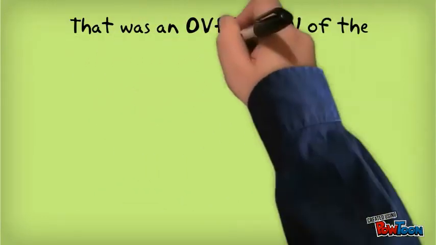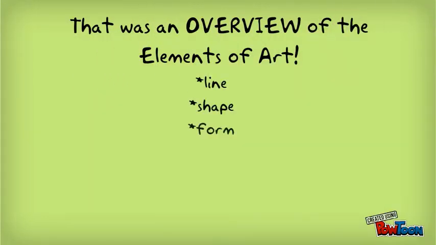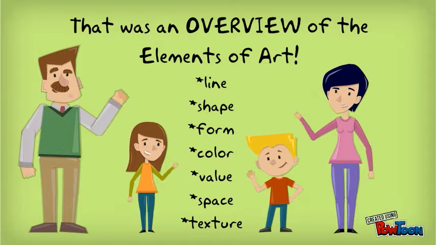That was an overview of the elements of art: line, shape, form, color, value, space, texture. Hopefully you are able to use them, identify them in your future artworks.